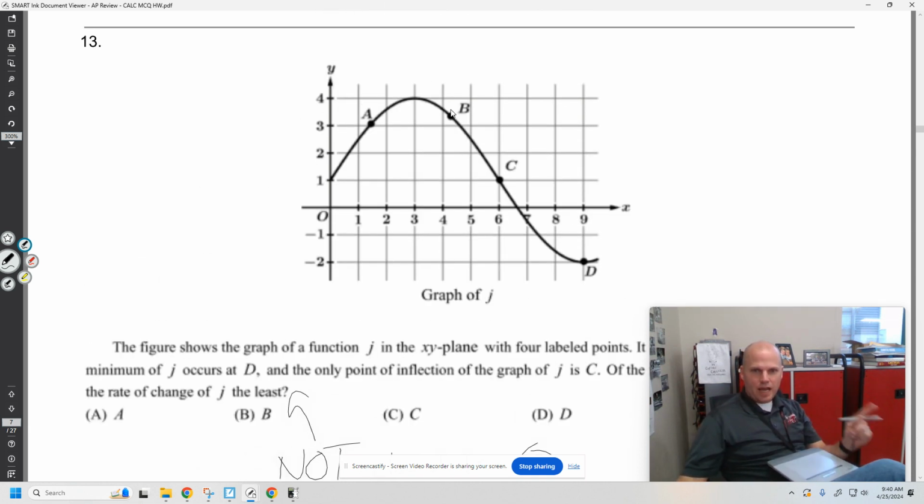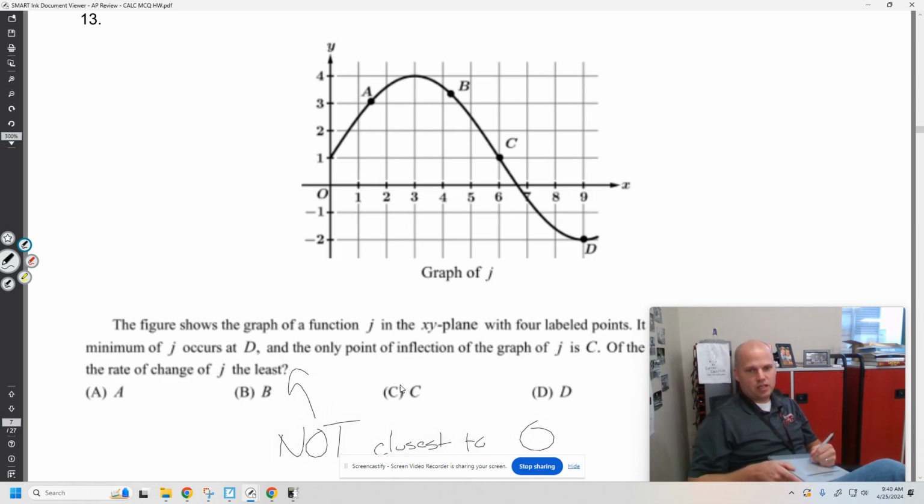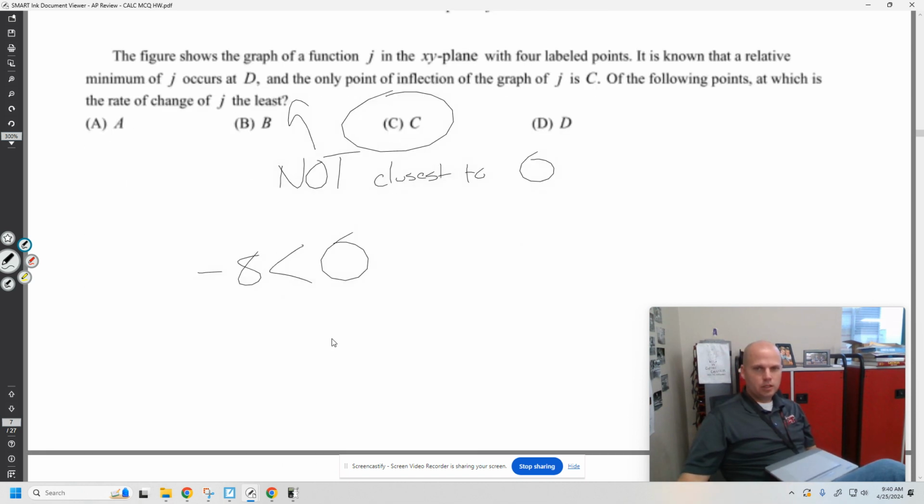Positive, negative, more negative, because our rates are decreasing, we are concave down. So positive slopes, zero slope, negative slopes, more negative slopes, because we are concave down, our rates are decreasing. And then our rates start to increase until we get a slope of 0 at D. So C is going to be the least because it's the most negative.